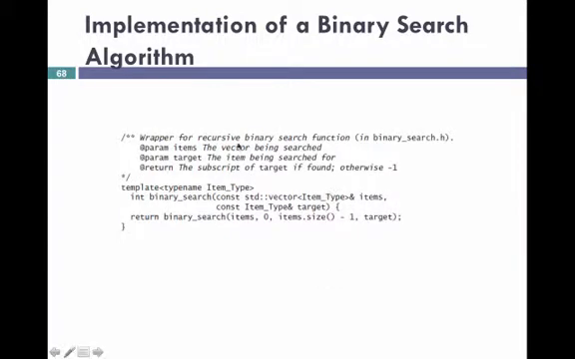And here's our wrapper function for this recursive binary search function. So here's our binary search that takes 2 parameters, our vector and the target value. And we'll call binary search with the vector, and we'll set our first and last to be 0 and items.size() - 1. So we'll start out by searching the full vector, depending on its size.